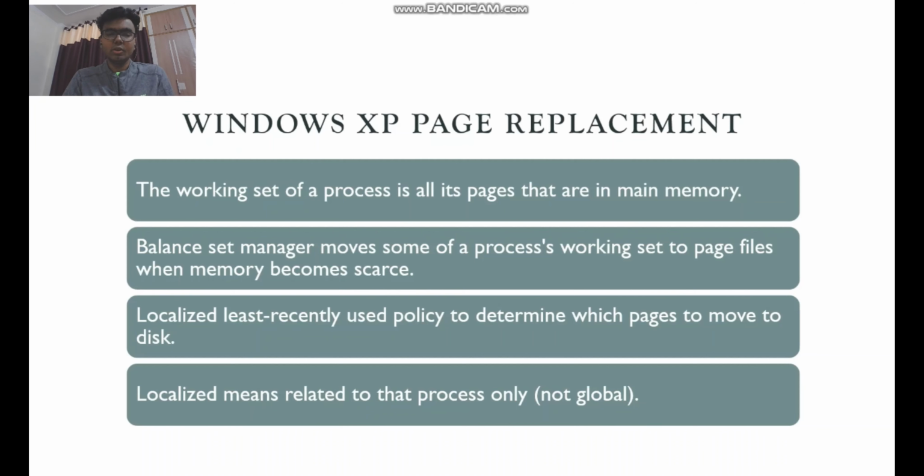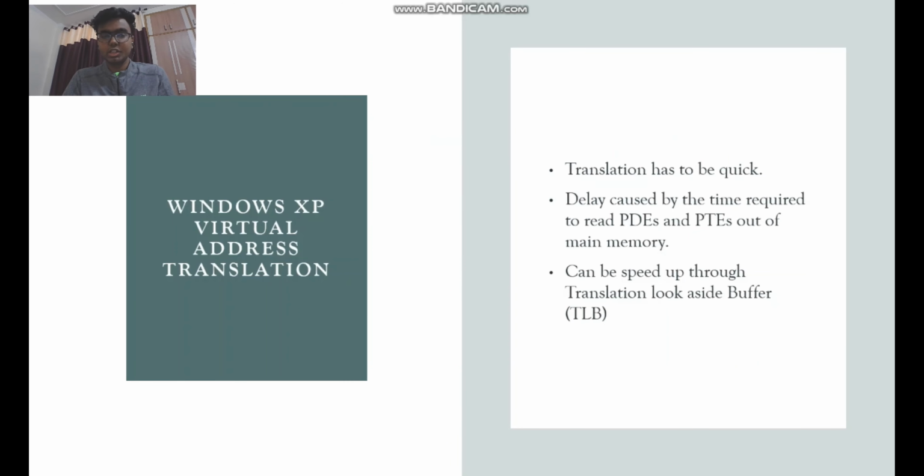So now, after seeing all this about virtual address translation in Windows XP, a few points in the end: the translation has to be quick, and yet there is a disadvantage that delay is caused by the time required to read the PDEs and the PTs out of the main memory. The solution to this problem, which is used in Windows XP, is that the process is sped up through the translation lookaside buffer.